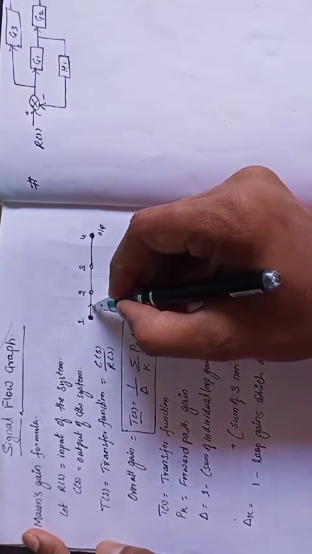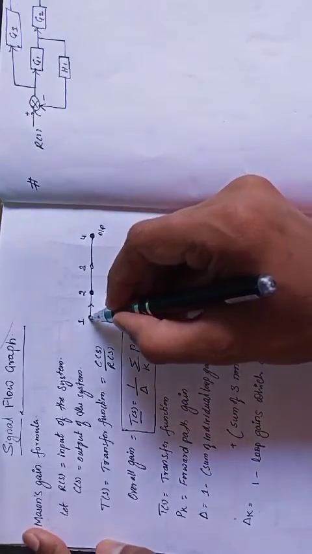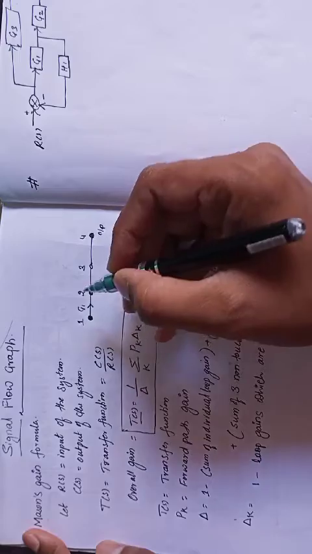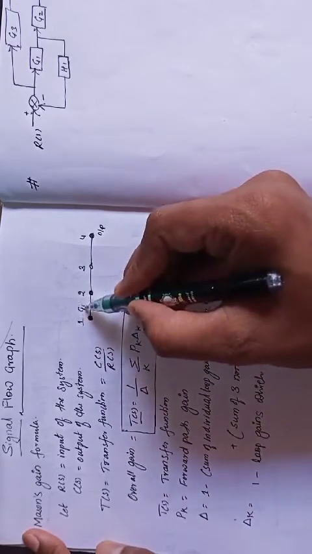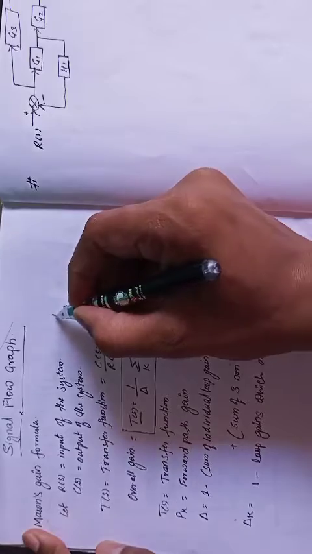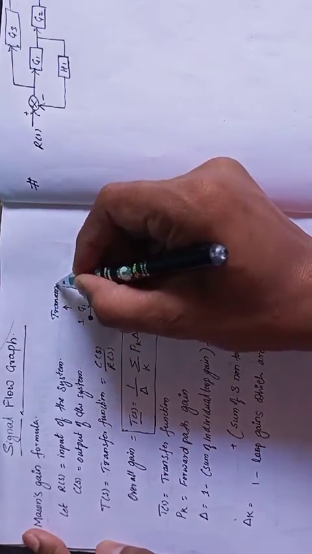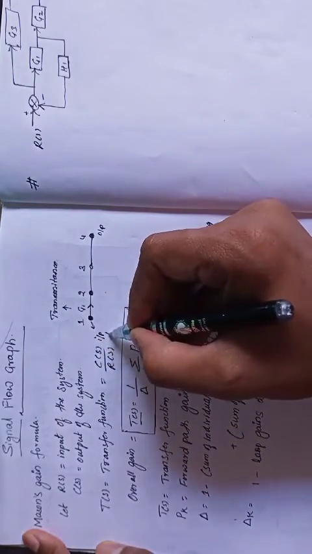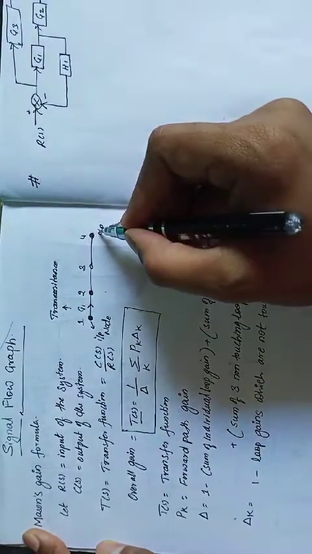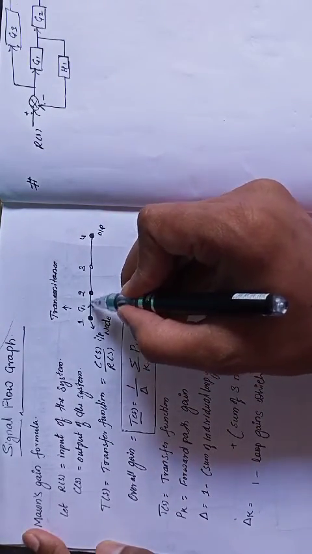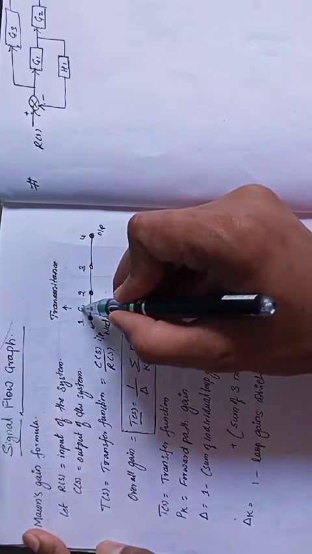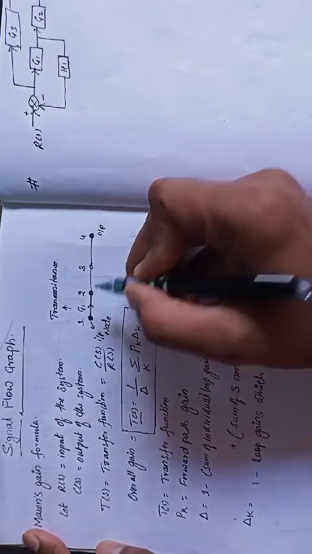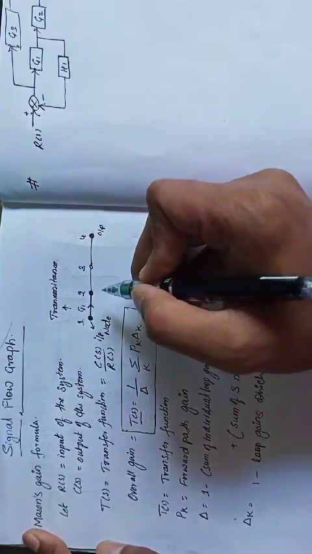The branch between two nodes, such as nodes 1 and 2, having some gain G1, we call the transmittance or gain. This is the input node, this is the output node, and this is the transmittance gain G1 in the branch connecting nodes 1 and 2.